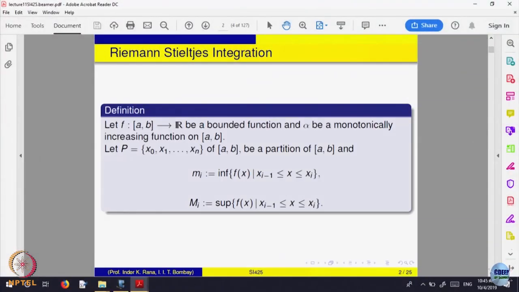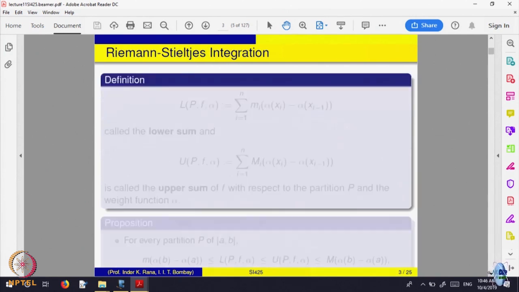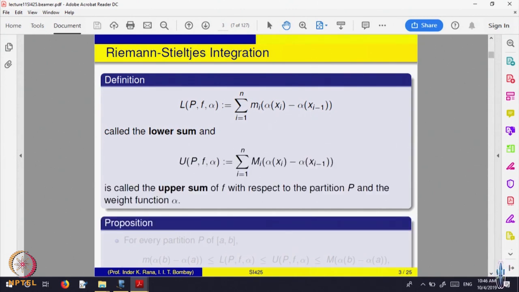So let us start with a function from [a, b] to R, and alpha is a monotonically increasing function on [a, b]. Given a partition, look at the infimum and the supremum, like we do for upper sums and lower sums. Now, how is the new upper sum defined? How is the new lower sum? Minimum value times alpha of x_i minus alpha of x_{i-1}. So that is the lower sum, and similarly the upper sum, with alpha as a weight you are attaching to each.